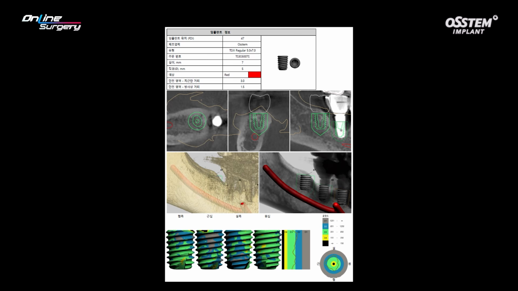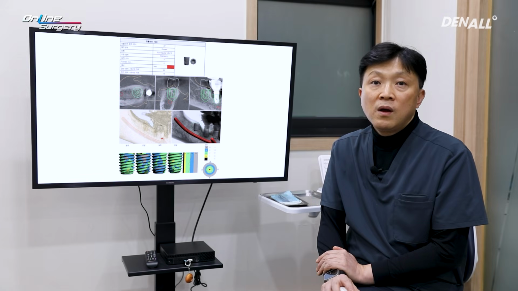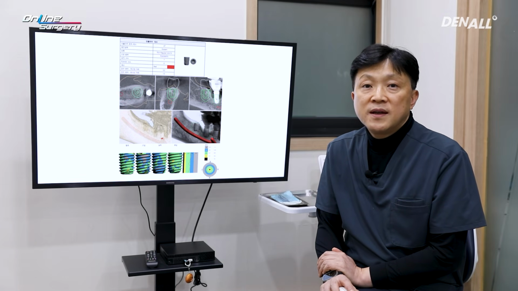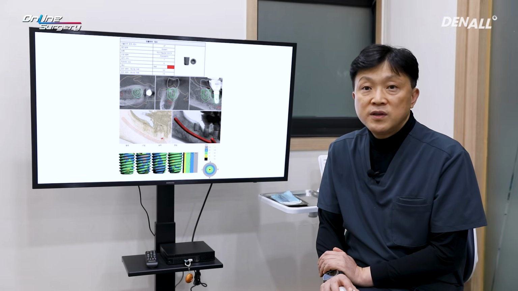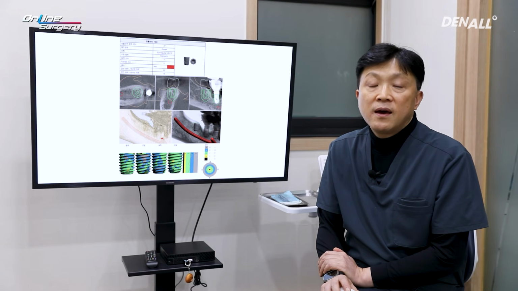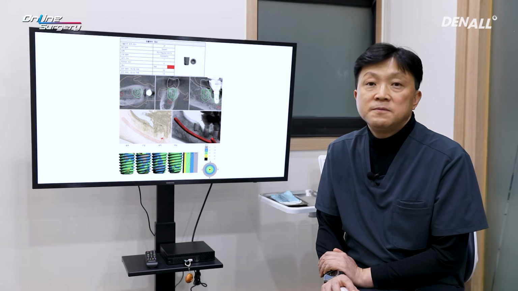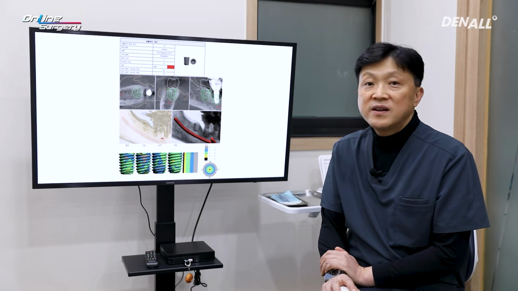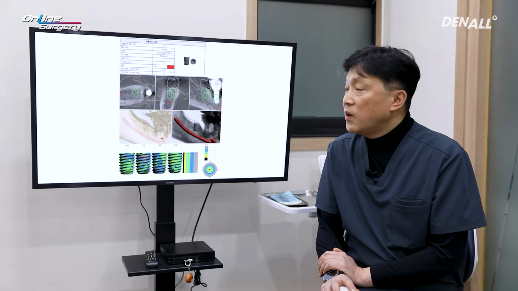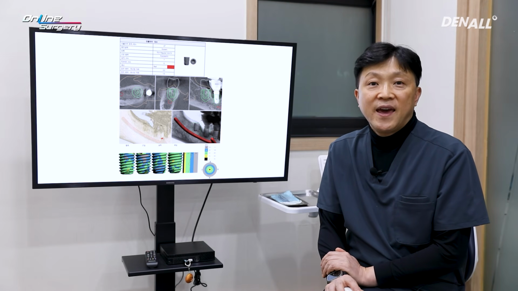And for number 47, which is also missing, I plan to place another implant, TS3, with the diameter of 5 millimeters and the length of 7 millimeters out of concern about future issues. And for number 45 and number 46 sites where the old implants were removed, GBR was planned with the use of OssBuilder after placement of new implants. Now, with this plan in mind, let's check the surgery video and see how it went.